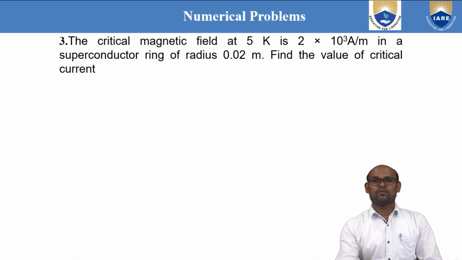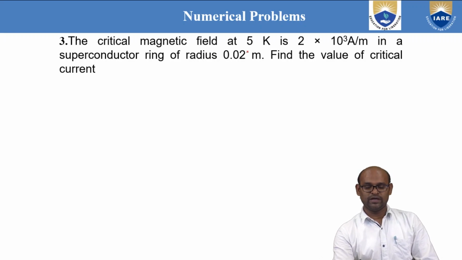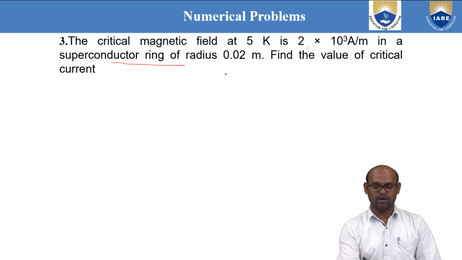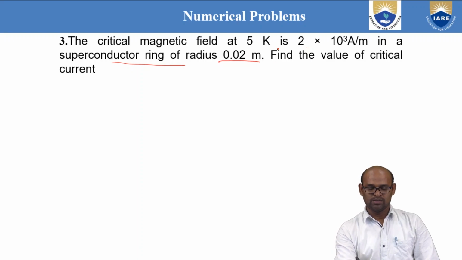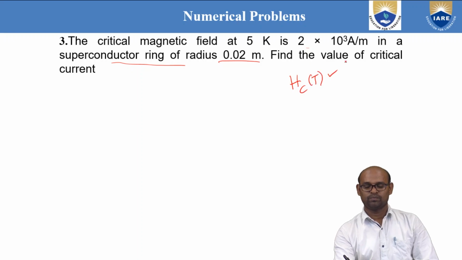Okay, so the third numerical problem is that the critical magnetic field at 5 Kelvin is 2 into 10 power 3 ampere per meter in a superconductor ring of radius 0.02 meters. So the critical magnetic field Hc of T is given, that is 2 into 10 power 3 ampere per meter, at a temperature of 5 Kelvin.